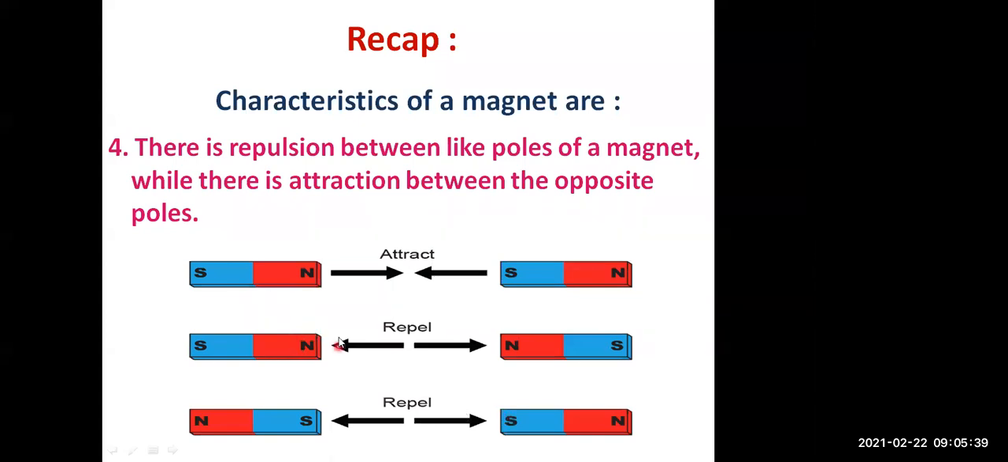Now if you try to bring the north pole towards the north pole of another bar magnet, what happens? They will try to repel each other. Repel means they will try to move away from each other. So repulsion is seen between the like poles of a magnet. Similarly, if you take the south pole of this magnet and the south pole of the other magnet and try to bring them near each other, again these two magnets will try to repel each other. Why? Because they have the same pole, south pole, south pole.